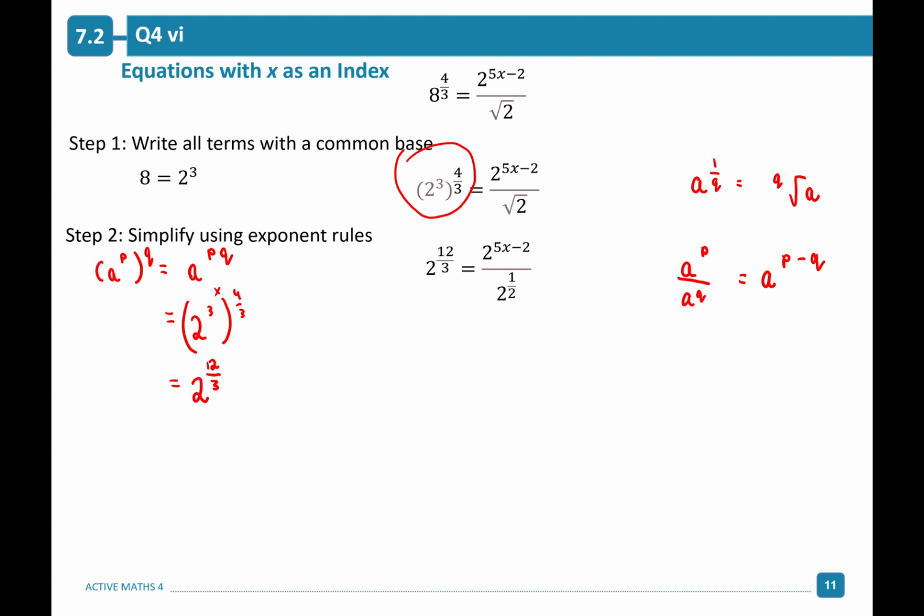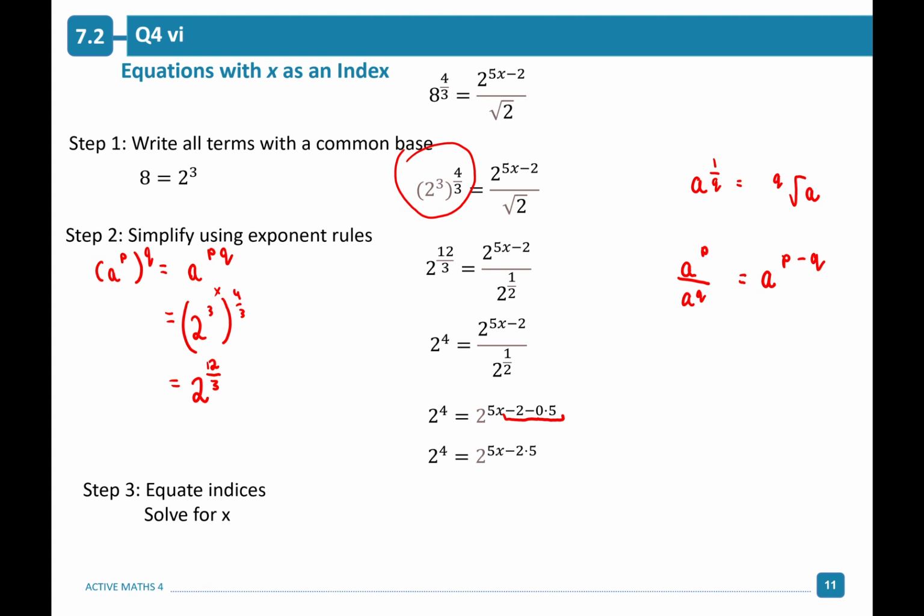This gives me 2 to the power of 4 equals 2 to the power of 5x minus 2, over 2 to the power of a half, which simplifies to 2 to the power of 4 equals 2 to the power of 5x minus 2 minus a half. Now adding together like terms, we get 2 to the power of 4 equals 2 to the power of 5x, minus 2 minus a half gives me minus 2.5.